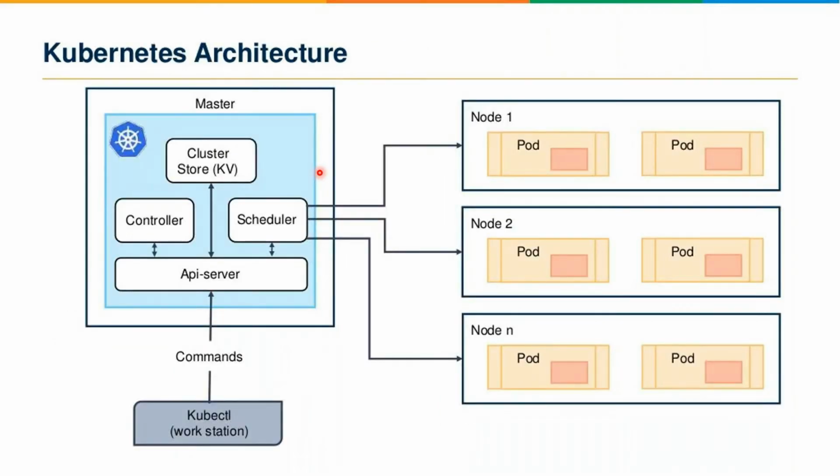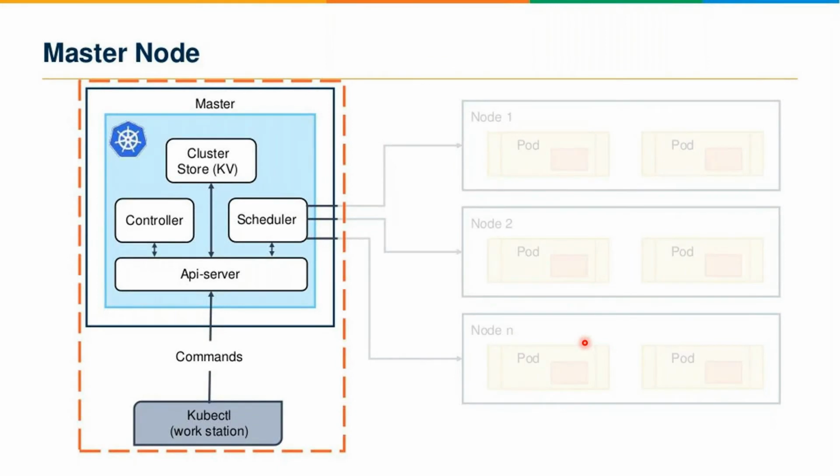So this is the architecture of Kubernetes. In Kubernetes, we have the Kubernetes master and Kubernetes nodes. In the master we have different components, and the nodes also have different components. We'll go one by one. So this is the master server, and these are the node servers. Fine. So first one is the master. Inside the master, we have 4 components: the cluster store, controller manager, scheduler, and API server, right?